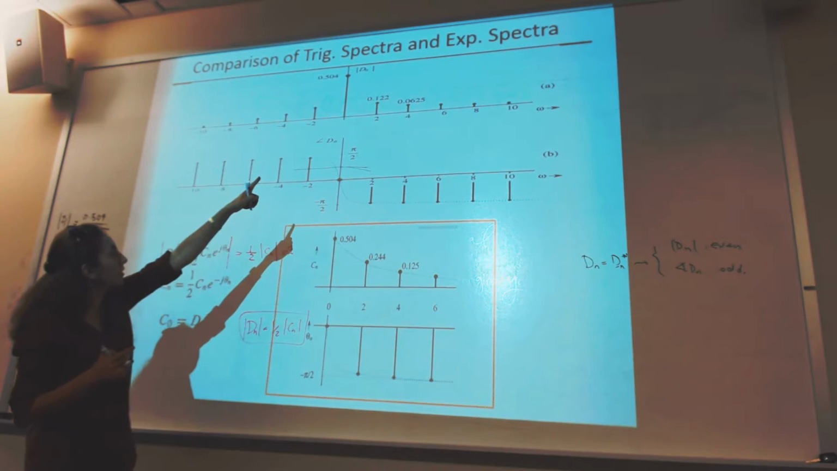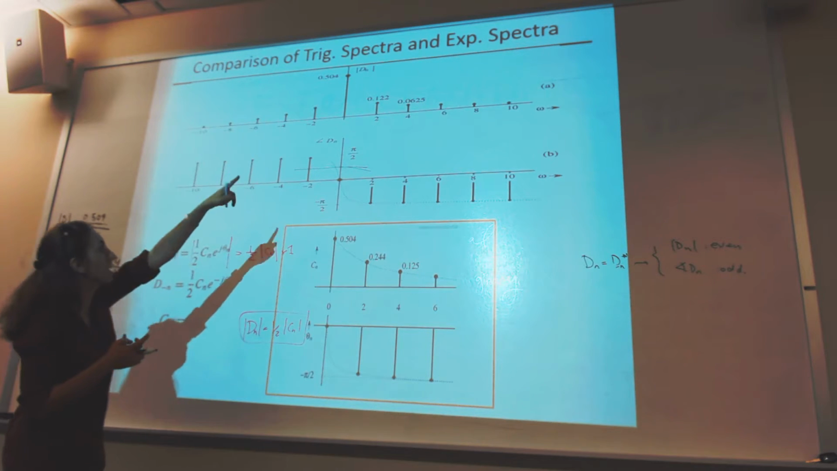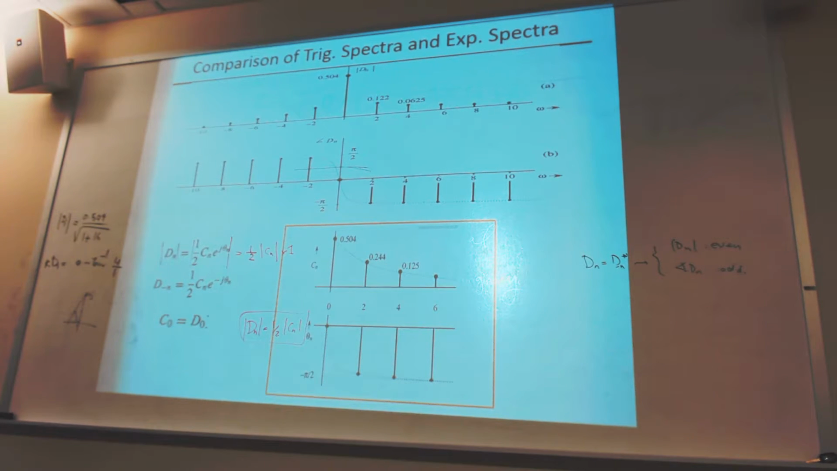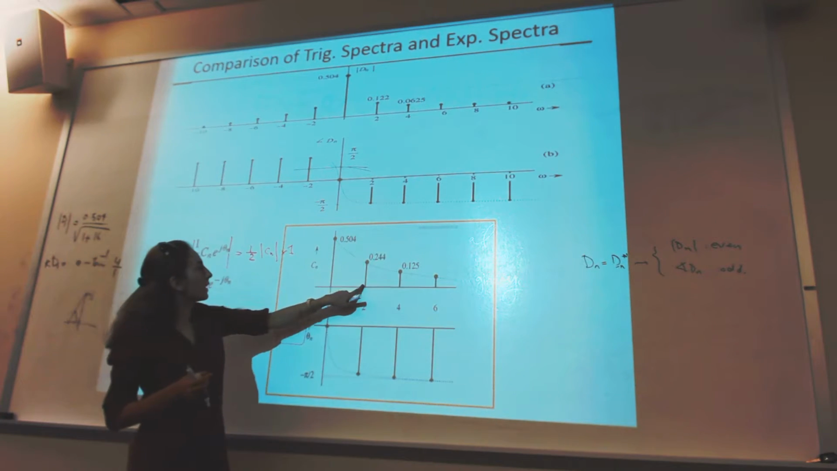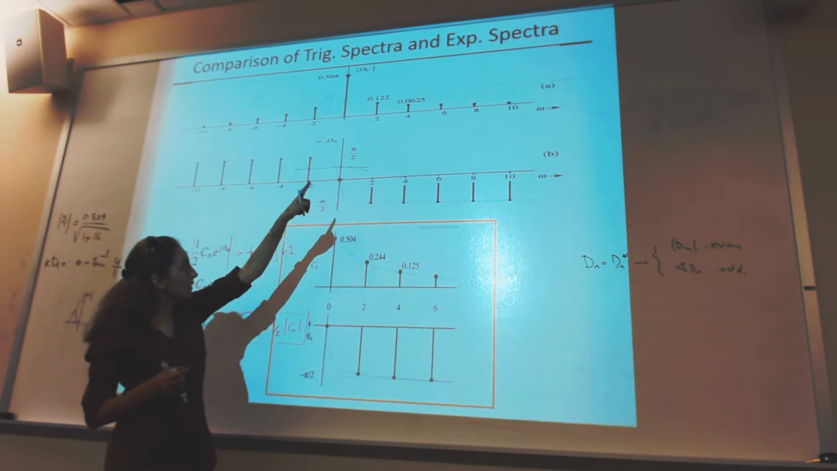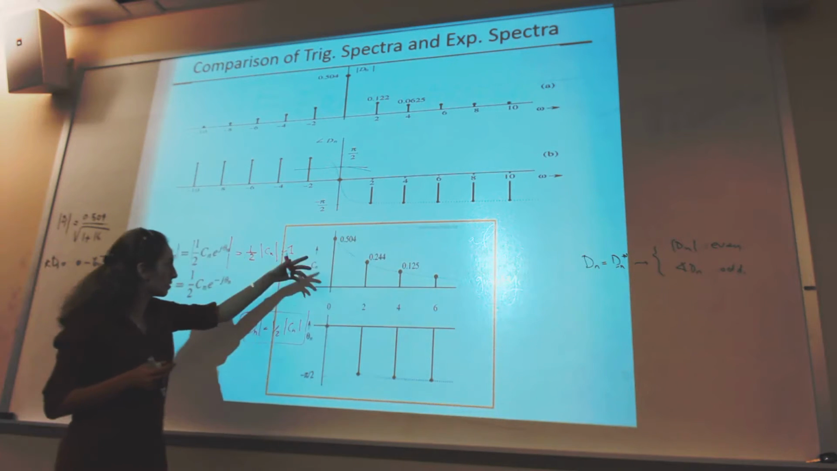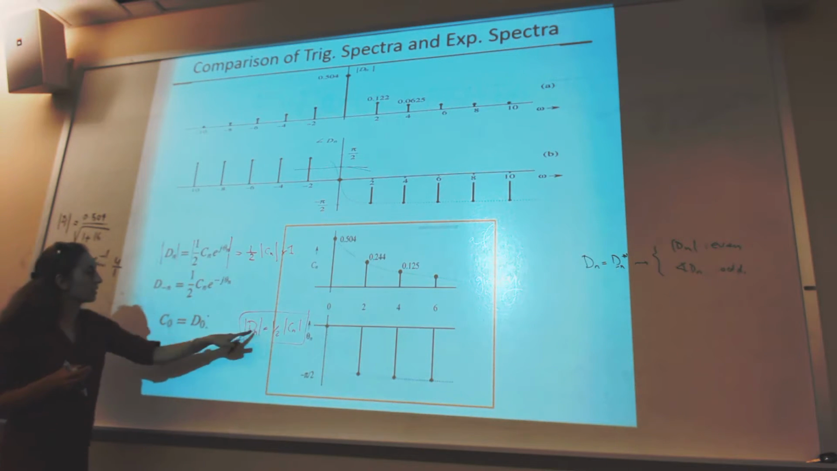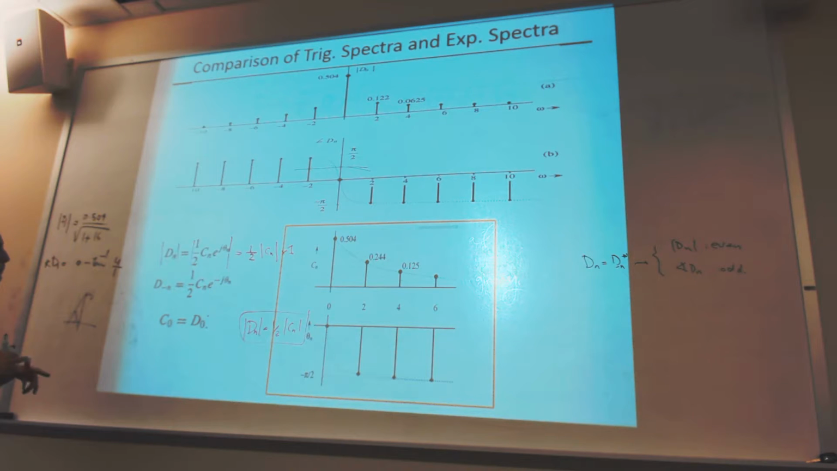Now look at here. Dn is half of the Cn. Look at D1, or D2. What's the value of D2? 0.122, right? This is twice that. The other one, this is twice that. This is twice that. So Cn is twice the magnitude. Yeah, so it's going to have a very simple relationship.